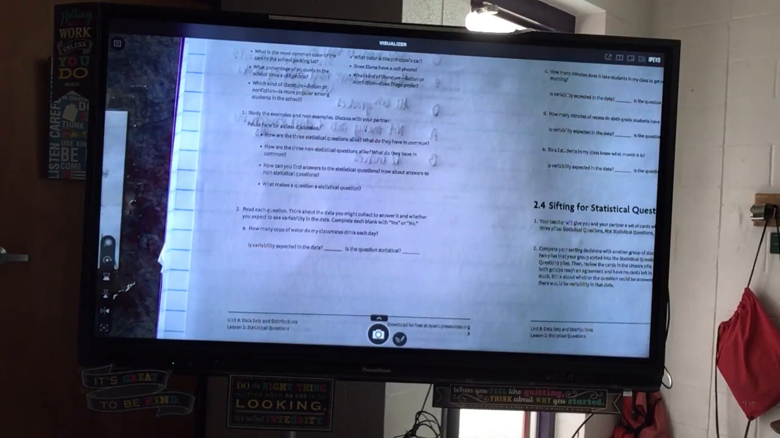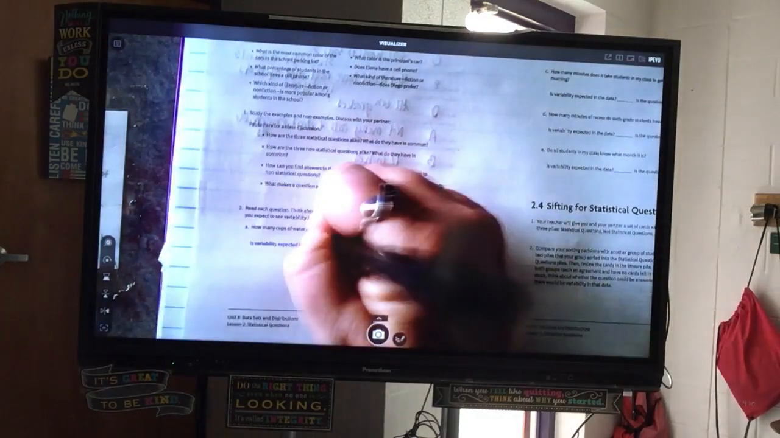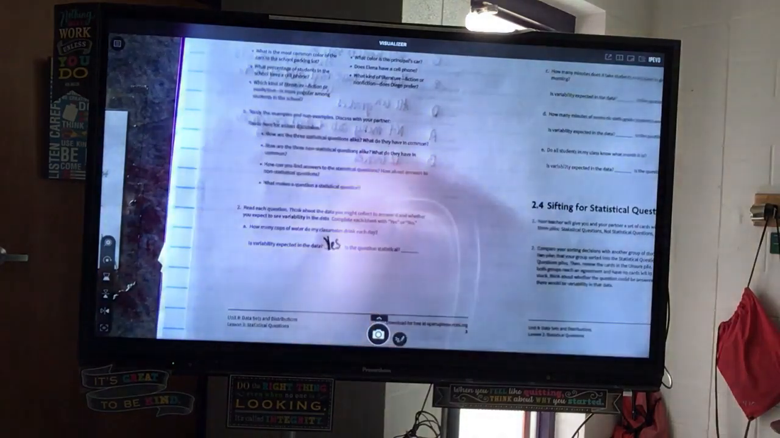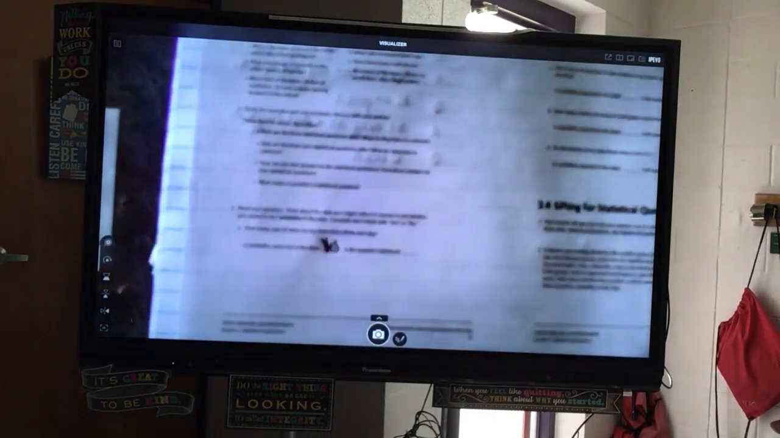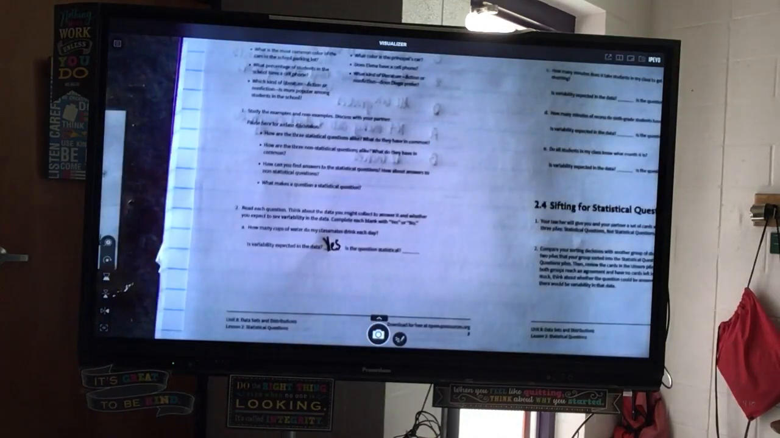Okay. So, have seats. A says, how many cups of water do your classmates drink each day? Stand up if you said that there is variability expected in your data. Alright, so we agree that it is yes. Okay, have a seat. Stand up if you said this is a statistical question.